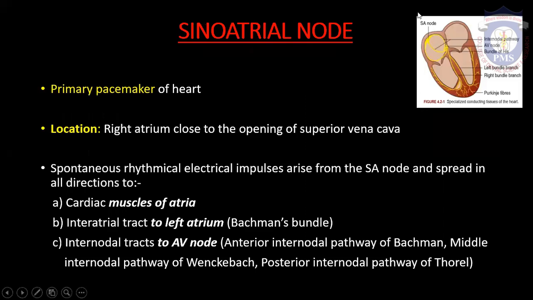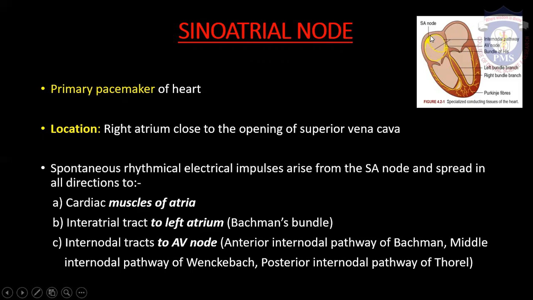The first one is the SA node, which is otherwise called the sinoatrial node. It is considered to be the primary pacemaker of the heart. Why? Because the cardiac impulses are initiated here, and that is why the SA node is considered to be the primary pacemaker of the heart. So where is it located? In the figure itself, you can make it out. The SA node is located in the right atrium near the opening of the superior vena cava. That is, here the superior vena cava opens into the right atrium, which is the place where the SA node is also located.